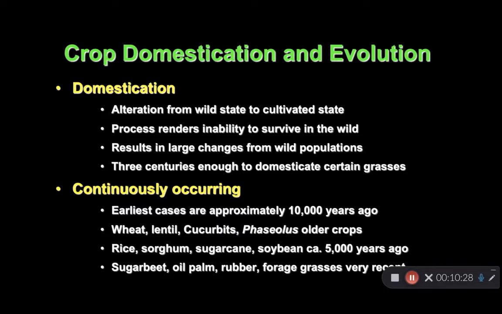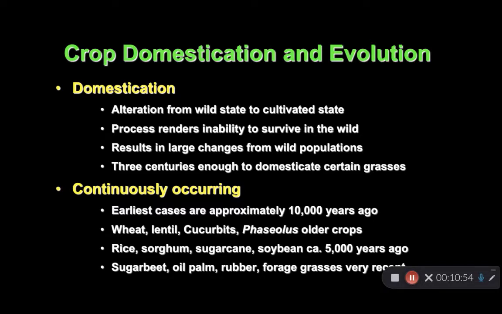The earliest cases of domestication probably go back 10 to 12,000 years ago. Around 10,000 years ago, we have examples of crops like lentil and cucurbits, which are the squashes and the gourds and the cucumbers, wheat, phaseolus, which is the genus for the common bean. Many of these were being domesticated in that early period.